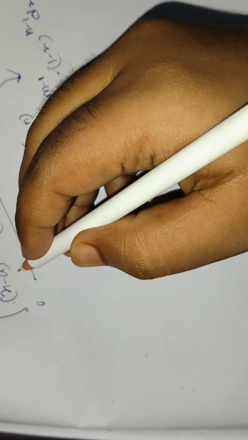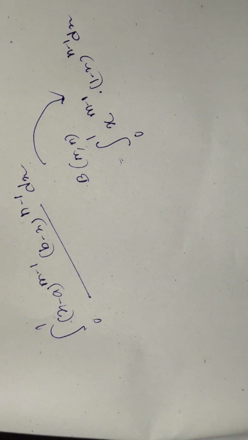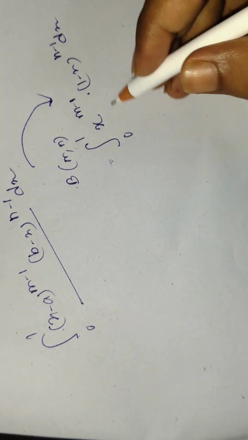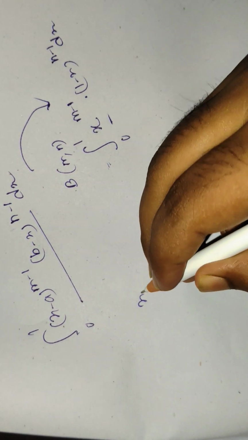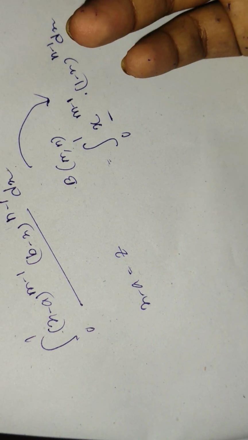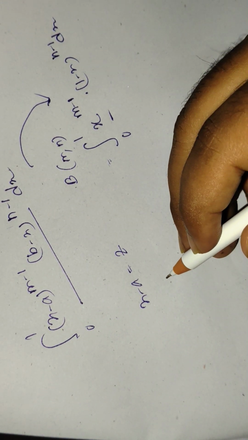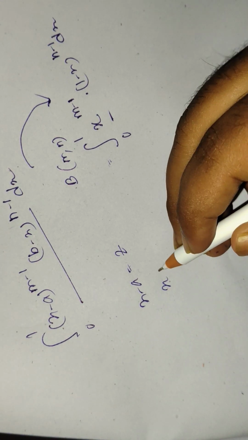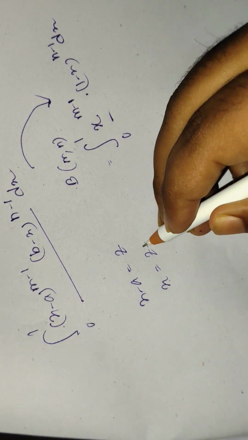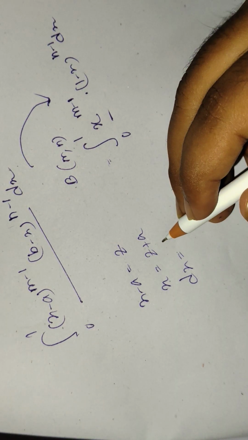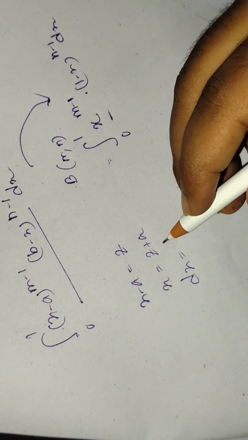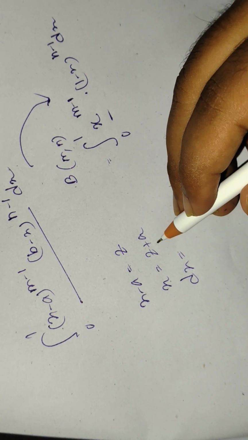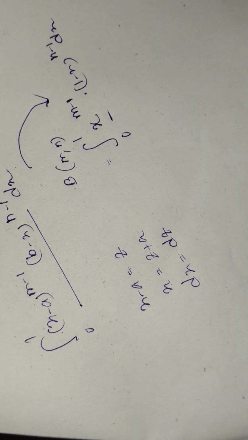First of all, you can see this is x minus a, and we just need to take x minus a equal to z. Okay, fine. So the value of x is equal to z plus a. So dx is nothing but dz, right? Very nice.